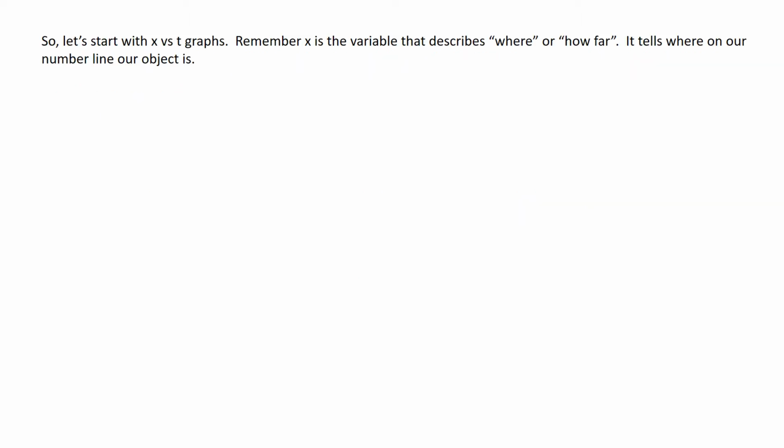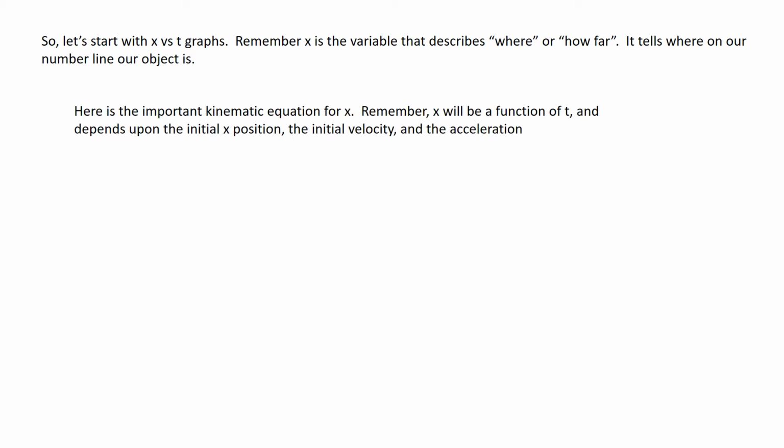So let's start with x versus t graphs. Remember, x is the variable that describes where or how far. It'll tell us where in our number line our object is. Here's the important kinematic equation for x. Remember, x will be a function of t. You should have talked about that in your math classes, so you should be fairly familiar with functional values.